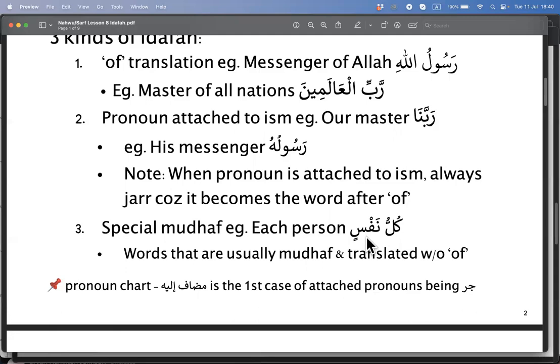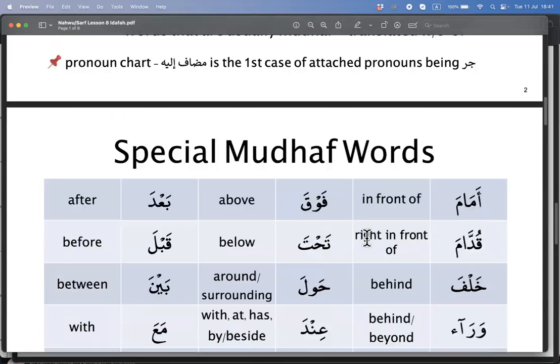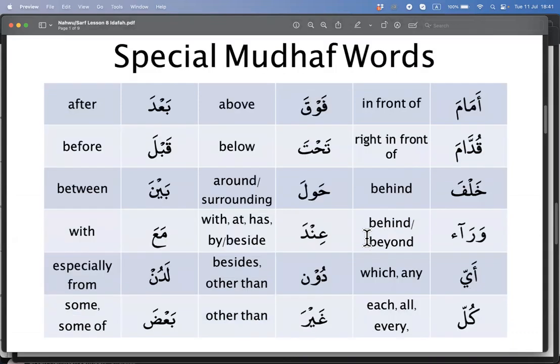Okay, so what are special mudhaf? Basically, they are words that usually come with a mudhaf ilayhi. You don't have to memorize this table. We're going to read it with its definition, and then we just try to remember, but don't have to memorize.